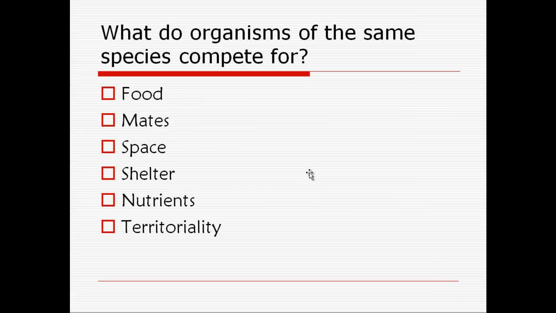Alright, so what do organisms of the same species compete for? Food, mate, space, shelter, nutrients, and territory. Can we sum this up into one word? What's one word that would encompass food, mate, space, shelter, nutrients, and territory? There's a question in the review about it. I give you the first letter. I think once you see the first letter, you will get it.